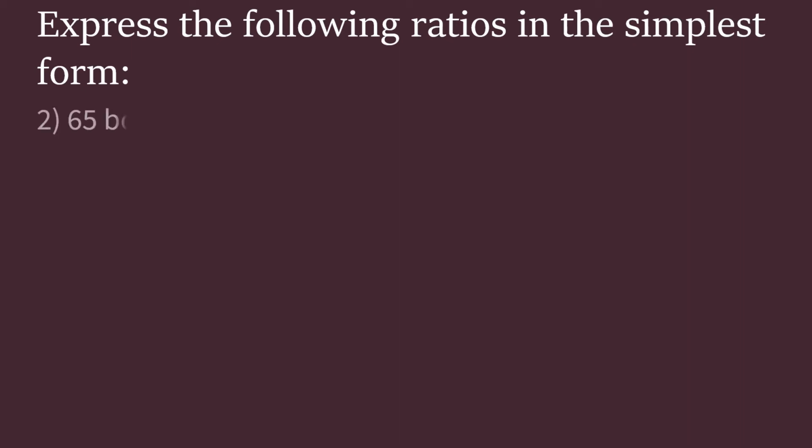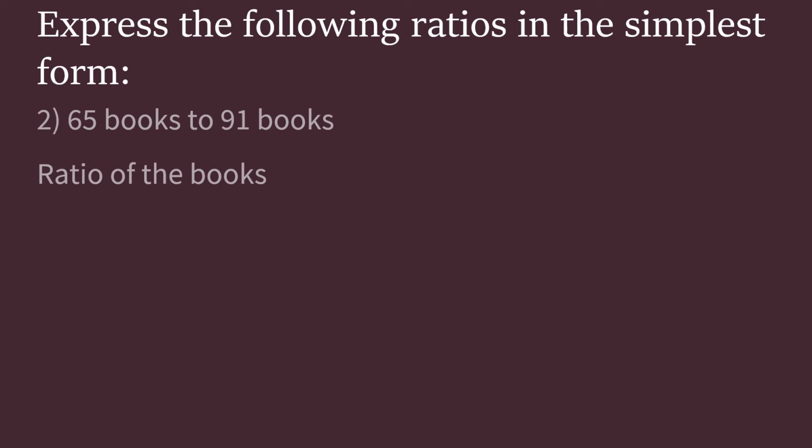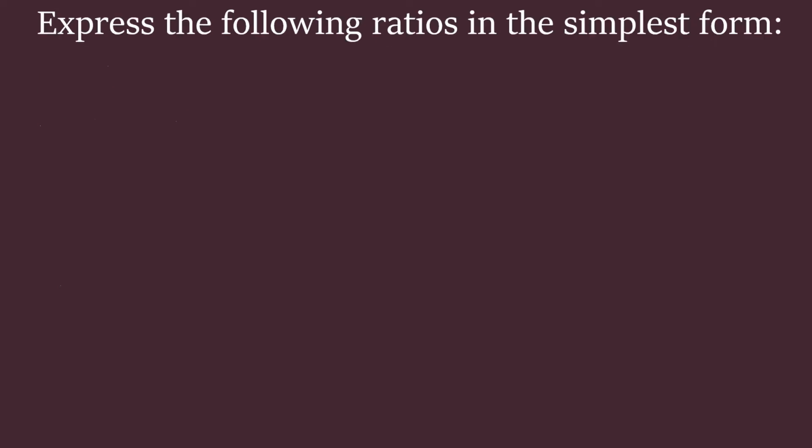Question number 2. 65 books to 91 books. Ratio of the books is equal to 65:91. To simplify, write it as a fraction, that is 65 upon 91. See, 65 and 91 both are divisible by the same number 13, so divide. 13 fives are 65 and 13 sevens are 91. So we get 5 upon 7, which is in the lowest form. And the ratio form of 5 upon 7 is 5:7. Let us solve one more question.